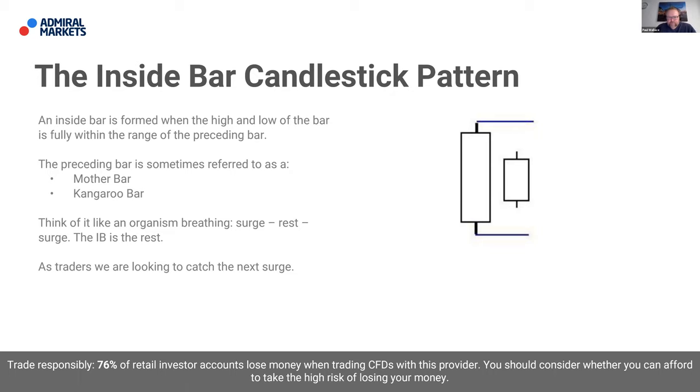As a quick reminder, an inside bar is formed when the high and the low of the bar are fully within the range of the preceding bar. Not nudging its head above, but fully within. Sometimes you'll hear them called the mother bar or the kangaroo bar. But think of it like an organism breathing. We have a surge, this is the rest, and then we're looking for the next surge. That's what we're particularly looking for.